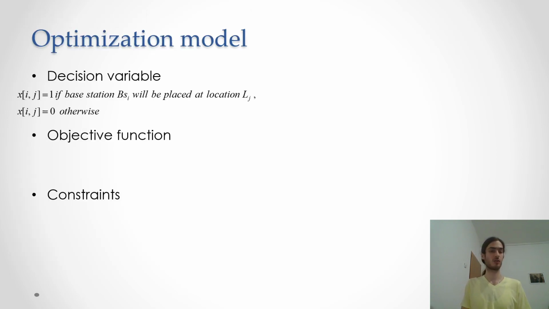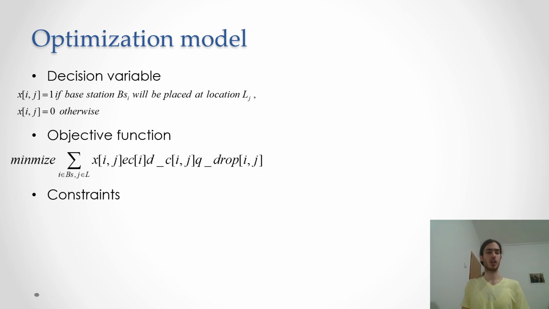When it comes to decision variables, we have decision variable x that has value 1 if base station BS_i will be placed at location L_j. Otherwise, it's 0. The objective function aims to minimize the overall sum of costs that consists of energy consumption of the base station, the distribution cost to a particular location, and quality drop, which is a ratio between the maximal quality of service for a particular area and the current quality of service.